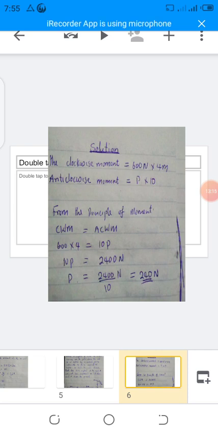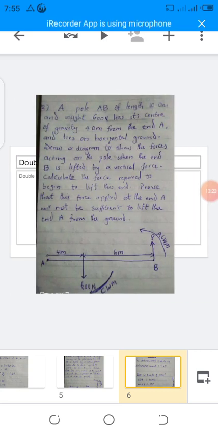Now the clockwise moment from the diagram I just showed you is 600 Newton times 4 meters. What is 4 meters? 4 meters is the distance of the 600 Newton from support A, from point A.